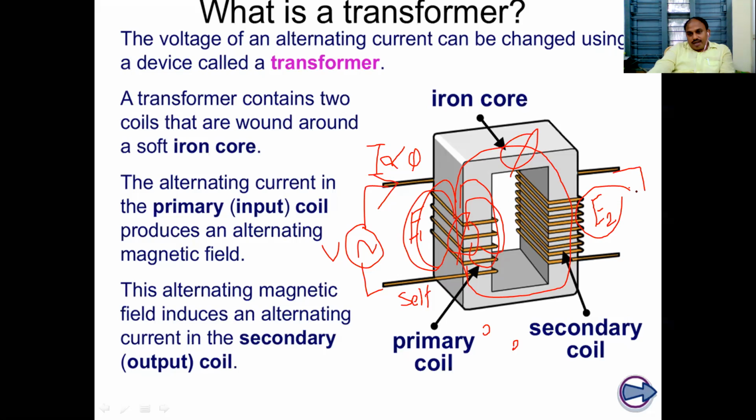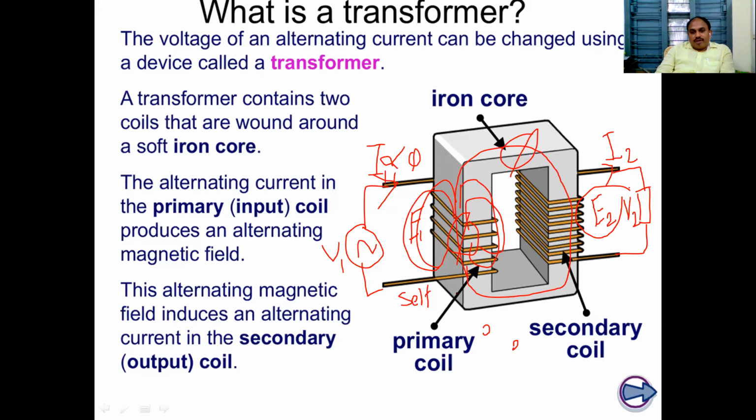When a load is connected on the secondary side, an electrical load, secondary current will exist. So primary current I1, primary voltage V1, secondary induced EMF E2, secondary voltage V2, secondary current I2.